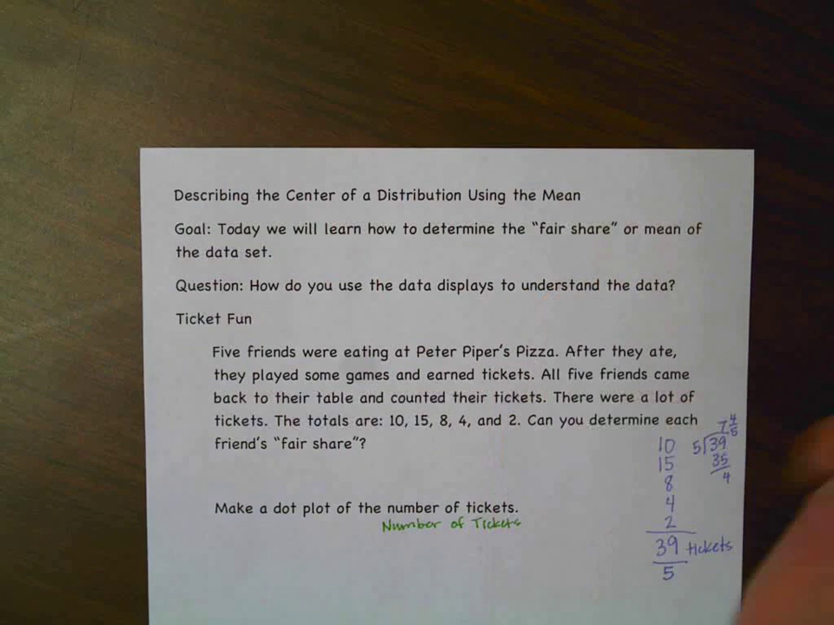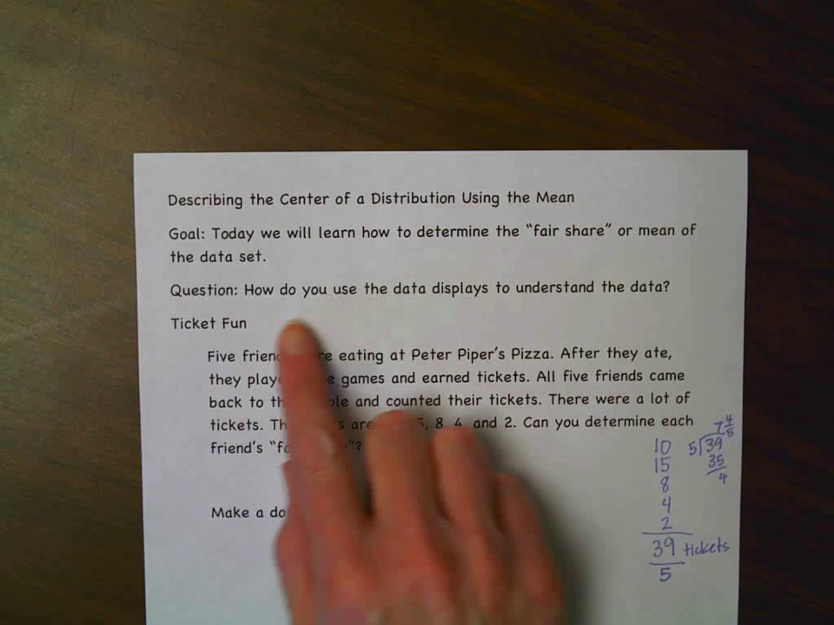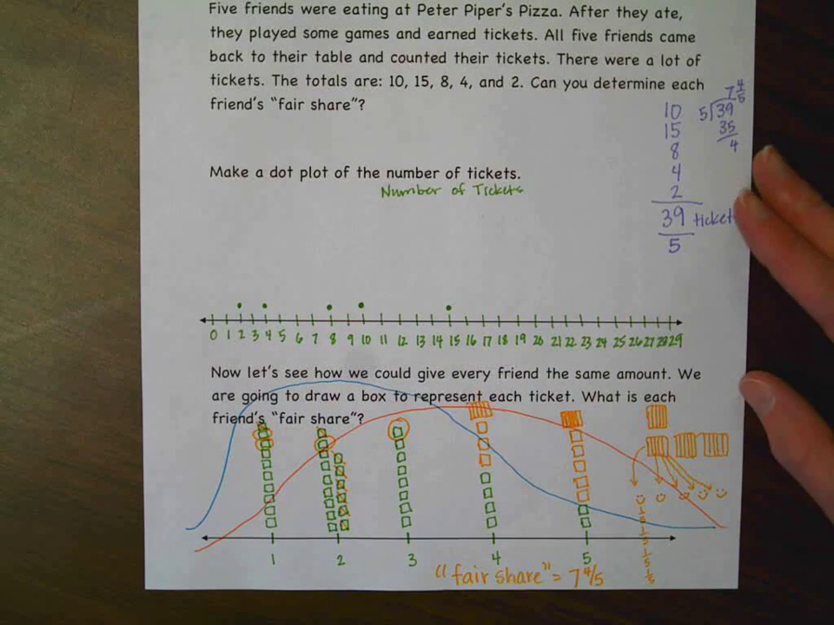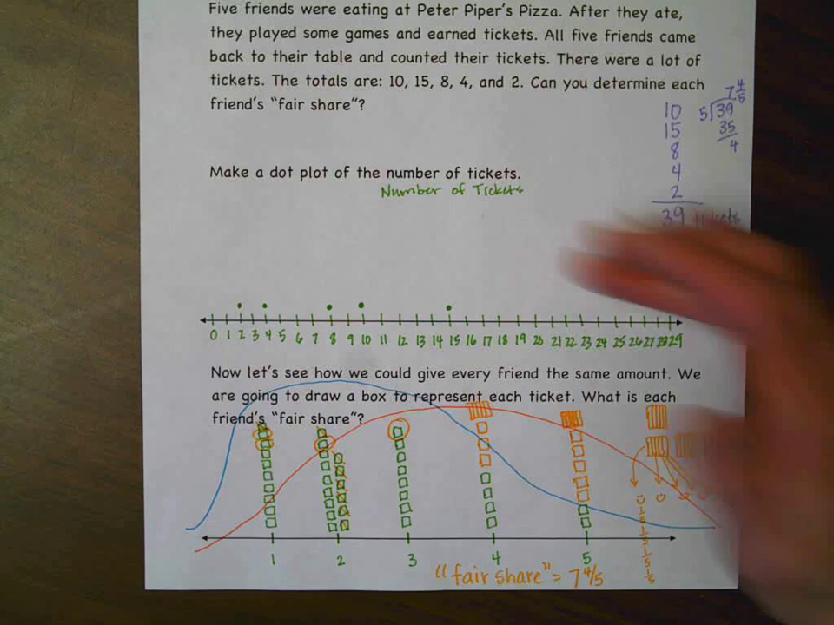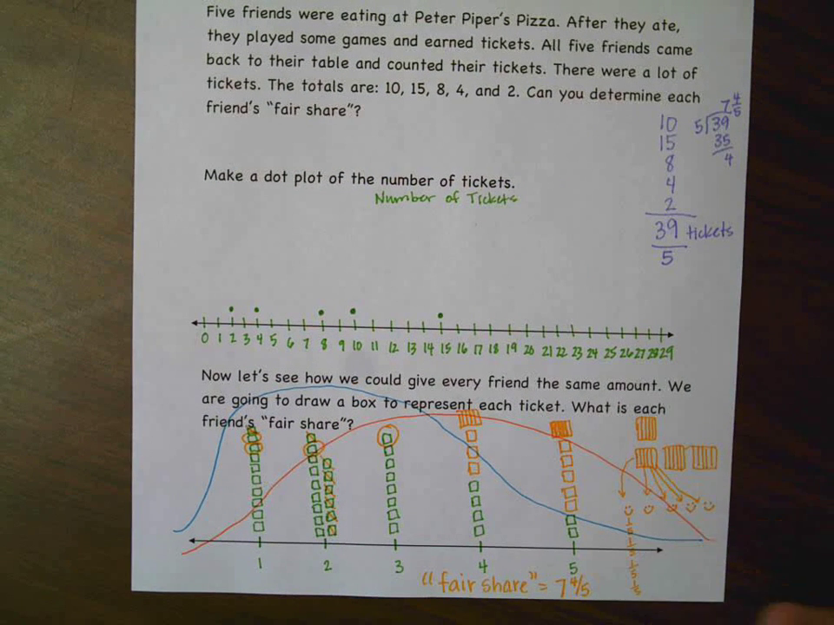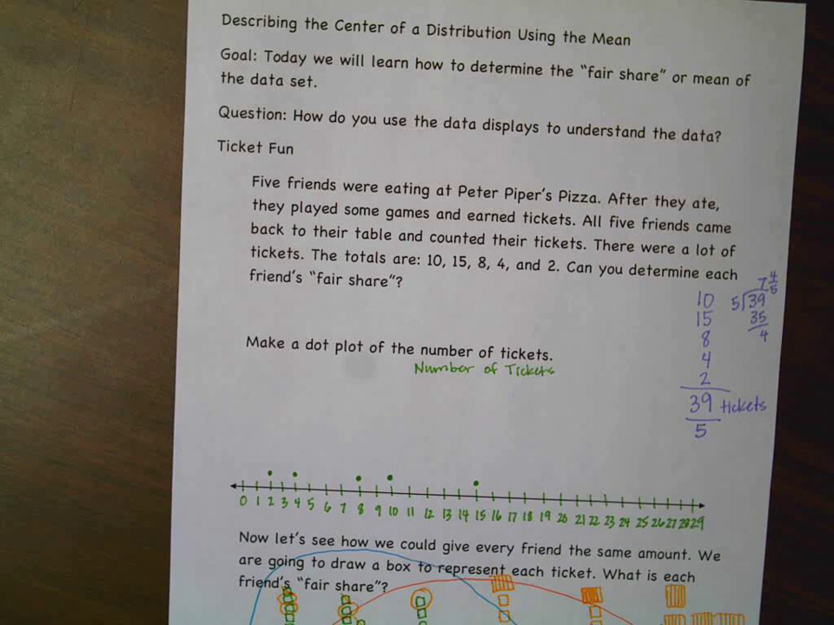So today we will learn how to determine the fair share or the mean of a data set, which is what we did, and then our question, how do you use data displays to understand data? The answer to that question is you can actually see them and you can see what they mean. So this is a dot plot. This is a box plot to help us figure out what it looks like. Okay? And that's all I have for you today.